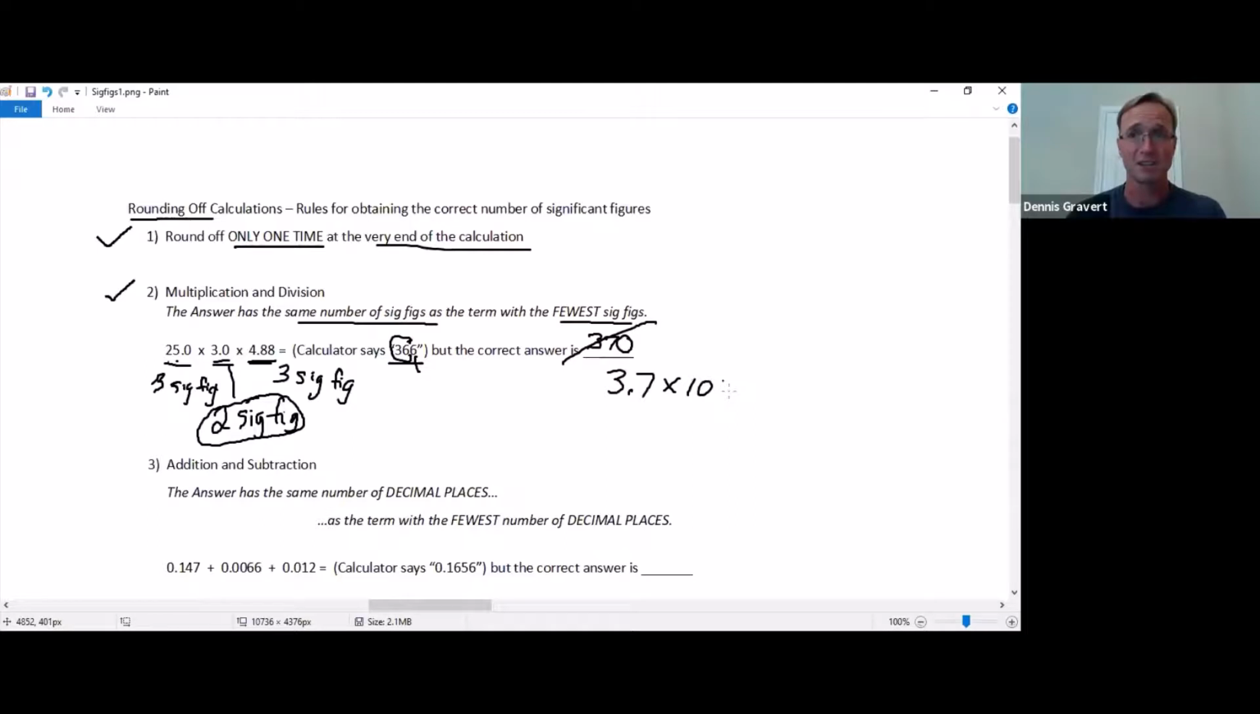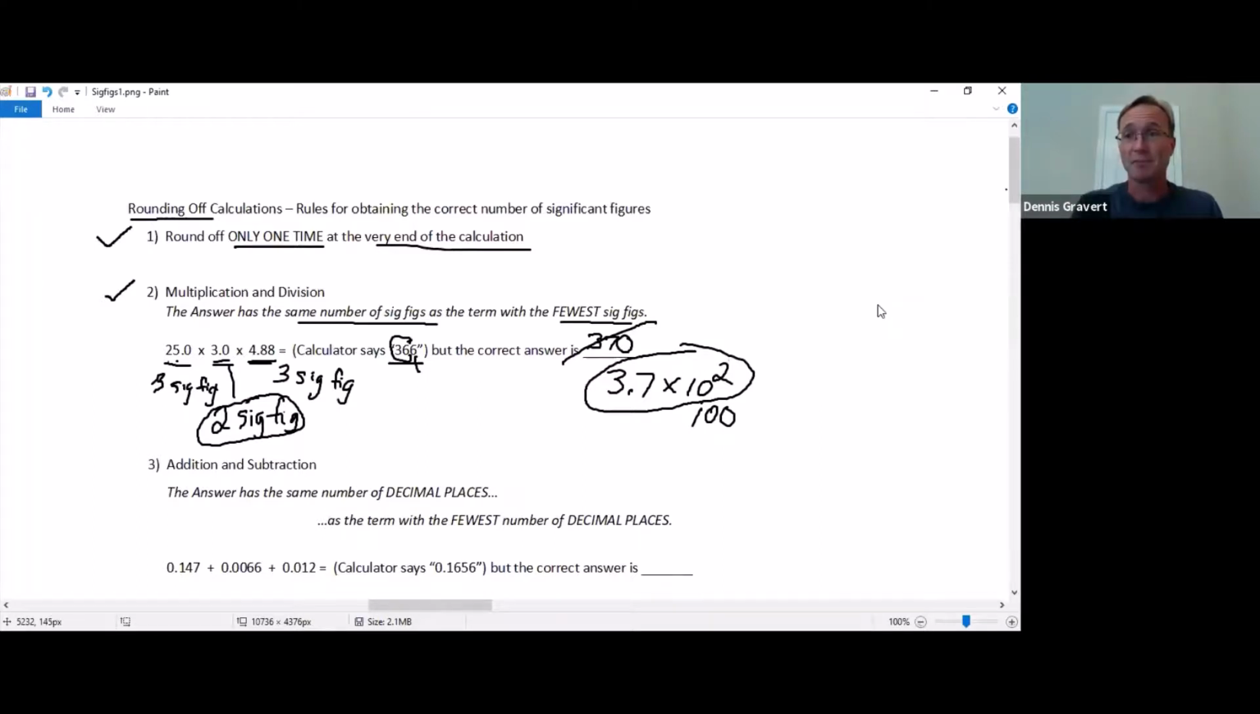Great. Punch it in your calculator, figure out what it should be. It's a 2. So 10 to the second power is 10 with 2 zeros. Yeah, 100 times 3 is 300. That's close to 366. So 3.7 times 100 is 370. Nice. Tricky problem, huh? Another case for scientific notation.